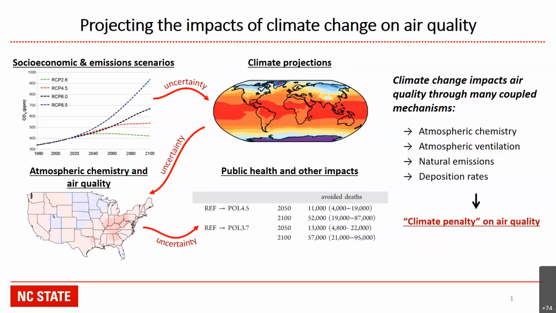There are many coupled mechanisms through which air quality and climate can interact: atmospheric chemistry, ventilation rates, natural emissions, deposition rates, a lot of different ways in which these interactions may occur. And if we have a climate-induced increase in air pollution, then we usually call that the climate penalty on air quality. So that's going to be the focus of this presentation, the climate-induced impact on air quality.